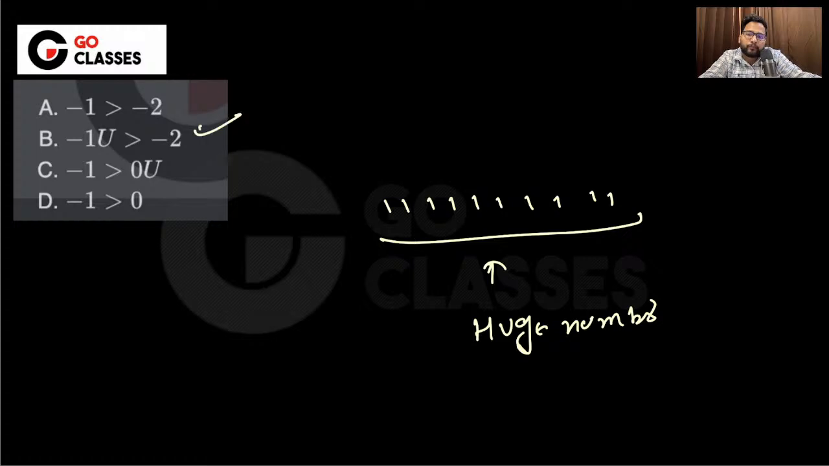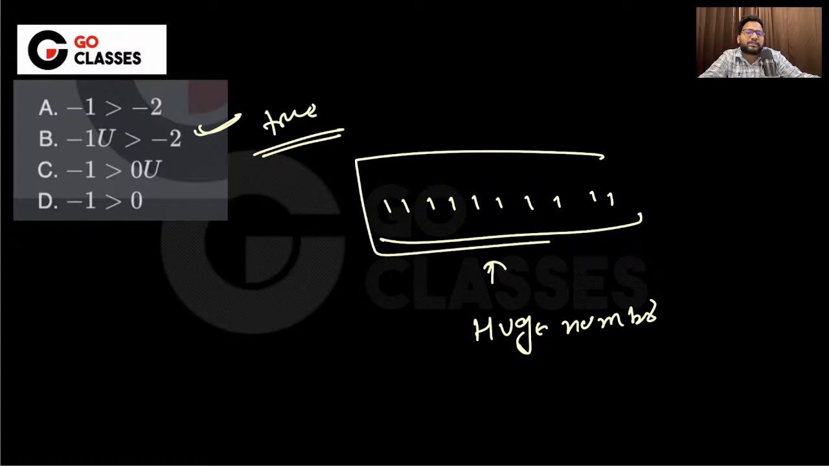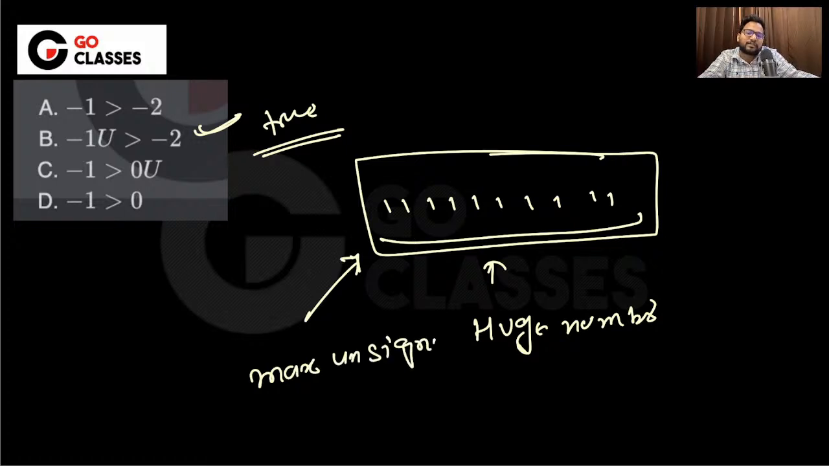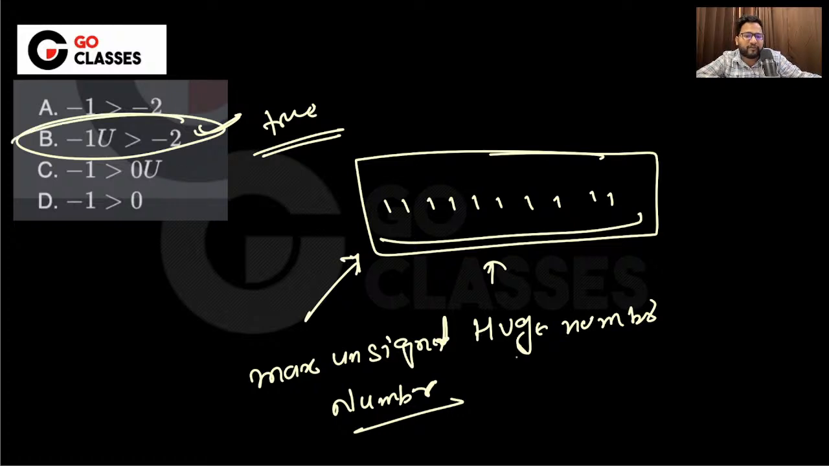So this is true. Actually, this -2 will also be treated as unsigned, but it doesn't matter. The reason is that this is the maximum number that can be represented in binary. For the unsigned, this is the maximum unsigned number. So -1u is greater than -2. I will come back to this option B in a while and give more explanation, but for now I'm just saying it is true. This is the maximum number in the unsigned numbers, that is why it is greater than -2.